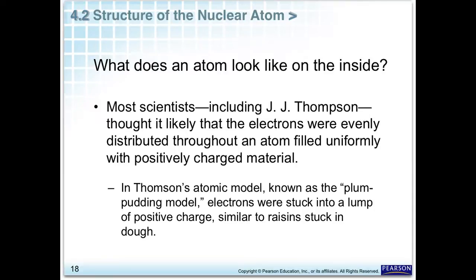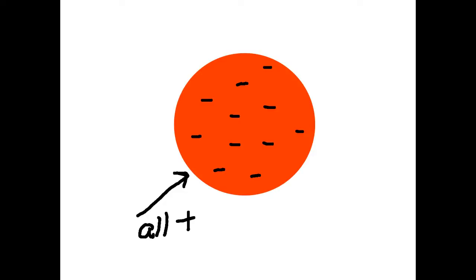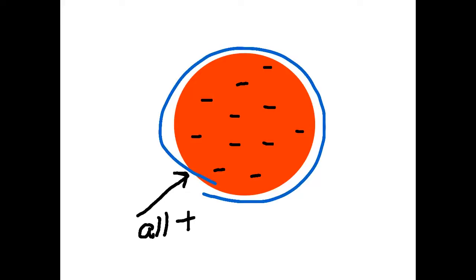Once scientists understood that we had these different particles, they began to question, what does it look like on the inside? Many scientists, including J.J. Thomson, who, remember, discovered the electron, thought it was likely that electrons were evenly distributed throughout the atom. This model is called the plum pudding model. Electrons were stuck into a lump of positive charge. This is what the plum pudding model looked like. So we had an atom here that was all made of positive charge, and interspersed throughout were small negative electrons.